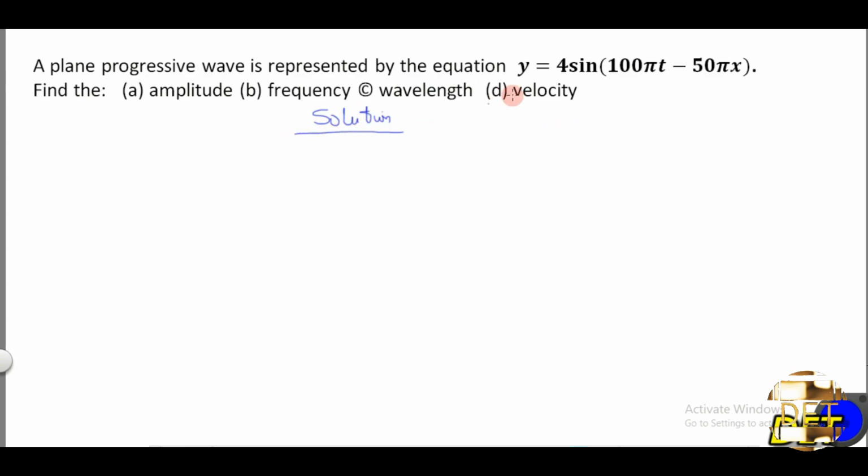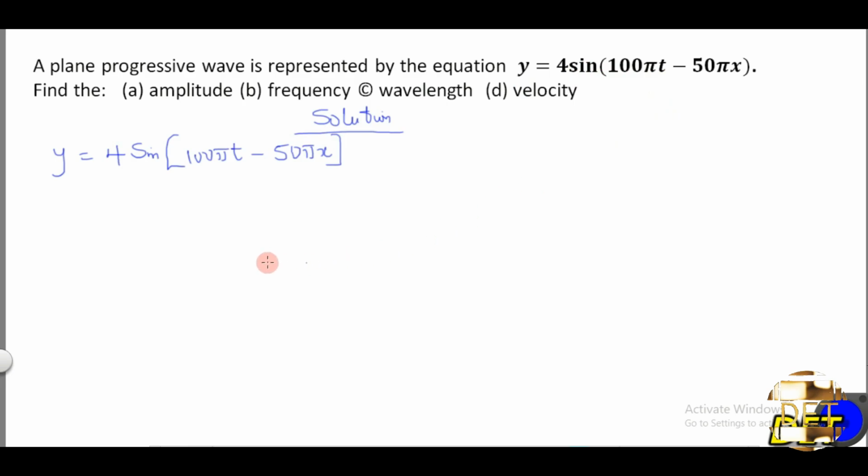So the question here is to find the amplitude, the frequency, the wavelength, and the velocity. The first thing that we're going to do here is to write out the equation that was given to us. And the equation that was given to us is y = 4 sin(100πt − 50πx), right? So this is the equation that was given to us.